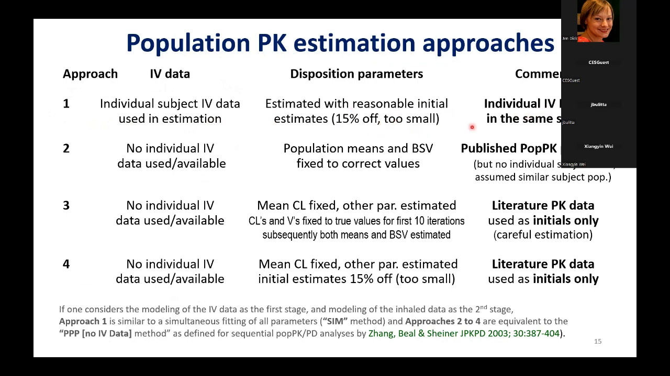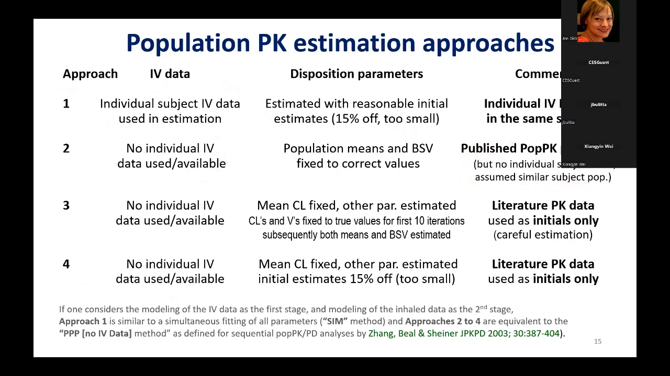Initial estimates were reasonably okay. So this is when you can inform at the individual subject level the alpha, beta, and gamma half-life, which is a big strength. The second approach has a perfect population PK model in the same population as you have in your own bioequivalence study for inhaled drug.